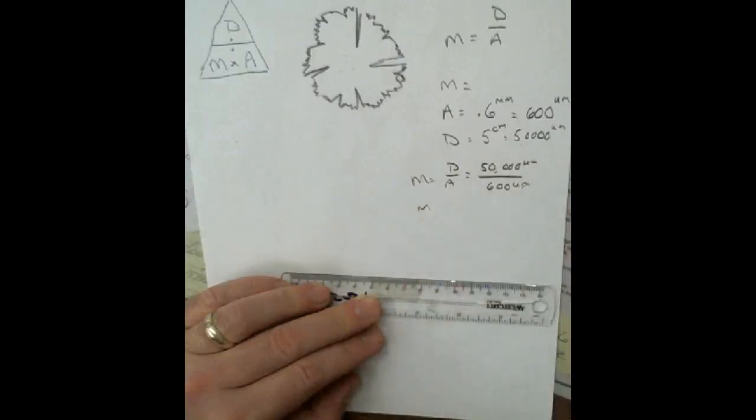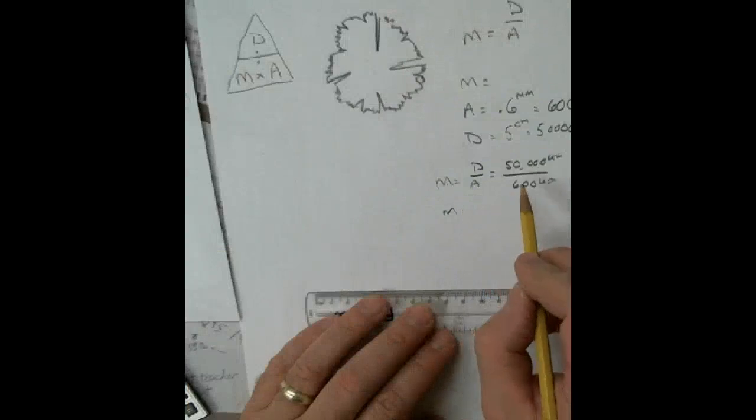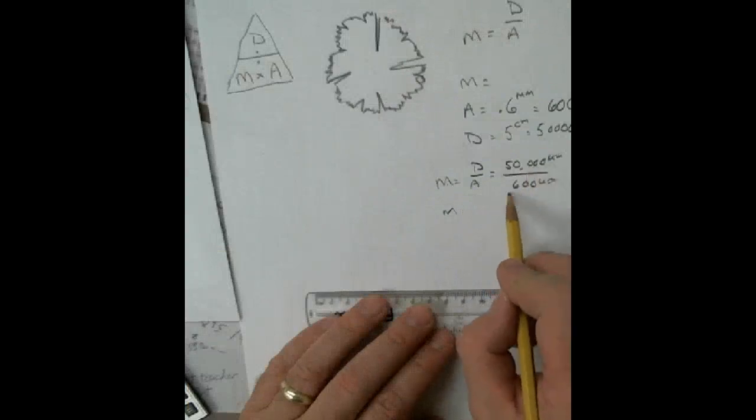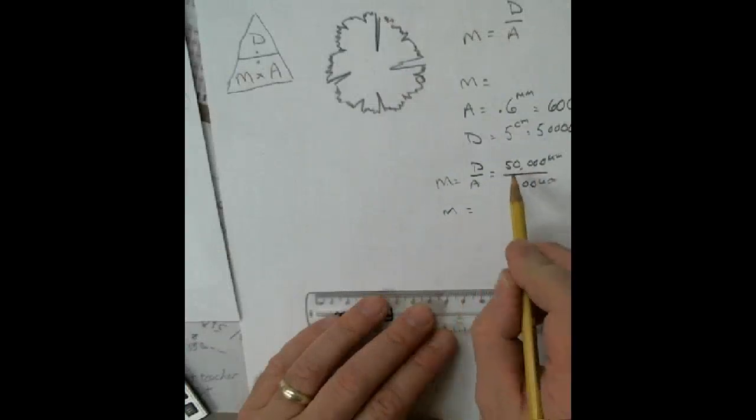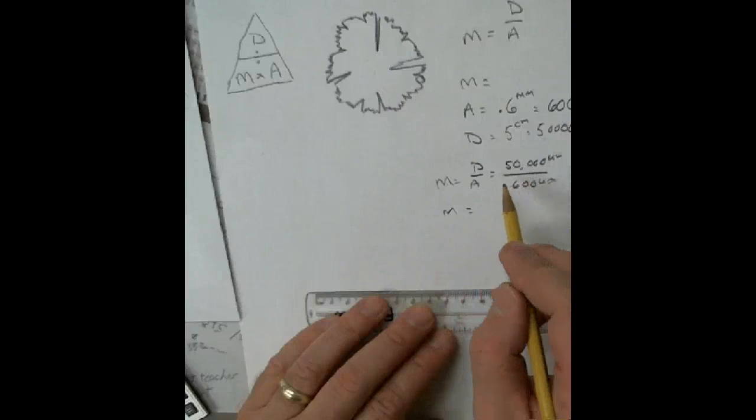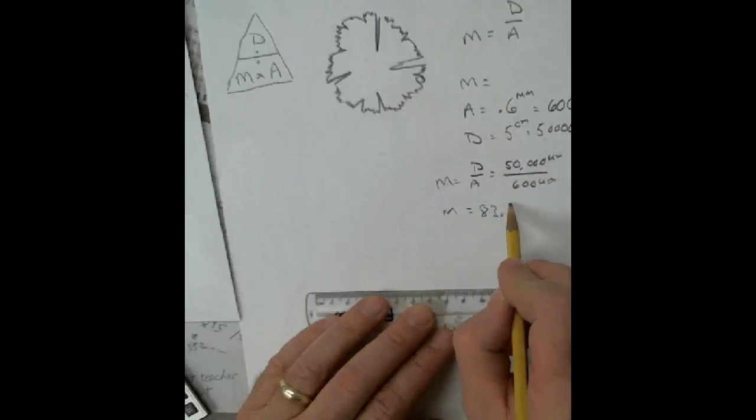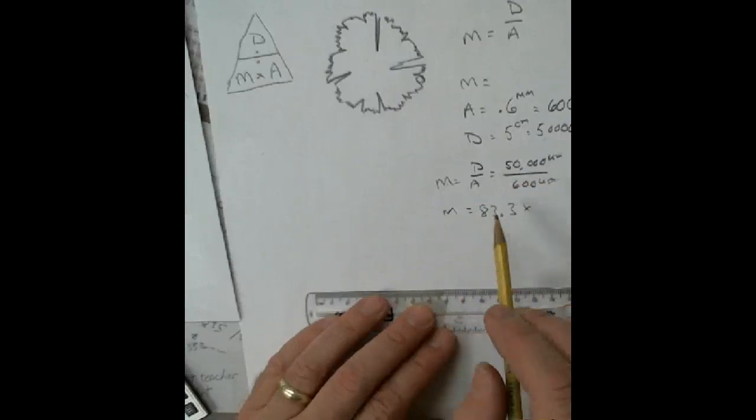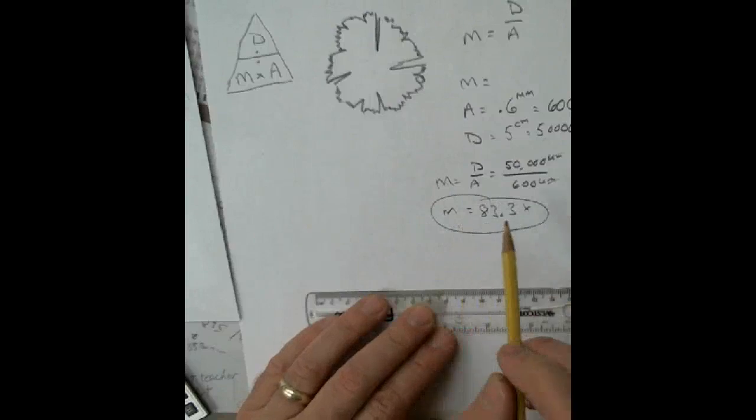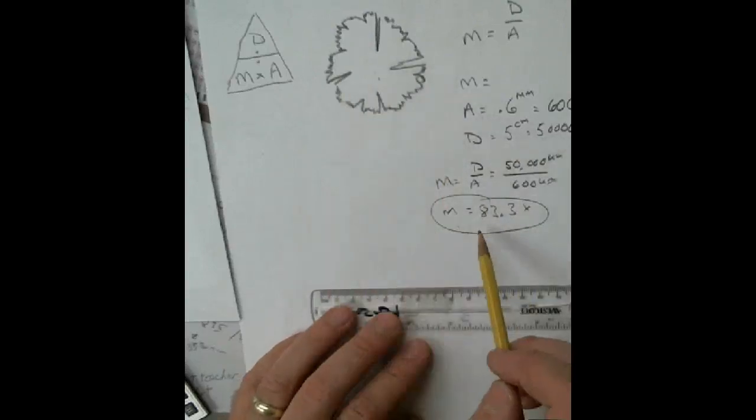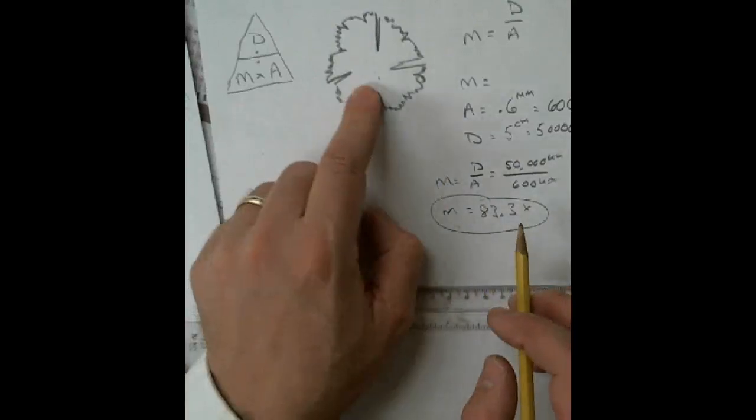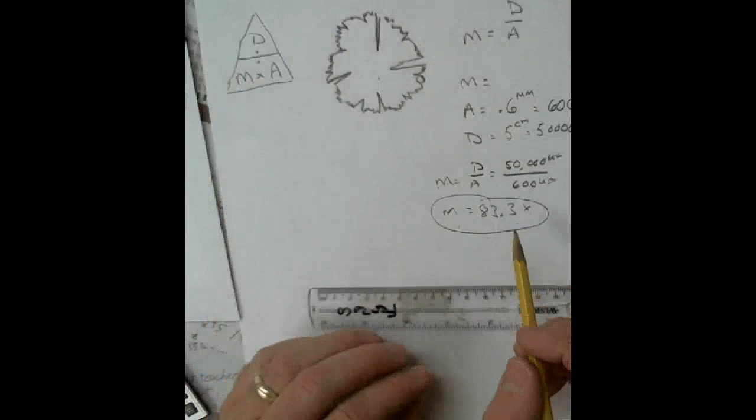So now we have magnification of 50,000 micrometers divided by 600 micrometers. So 50,000 divided by 600 is 83.3x. What I'm saying with this magnification is that the drawing that I've made is 83 times larger than an actual one of these specimens.